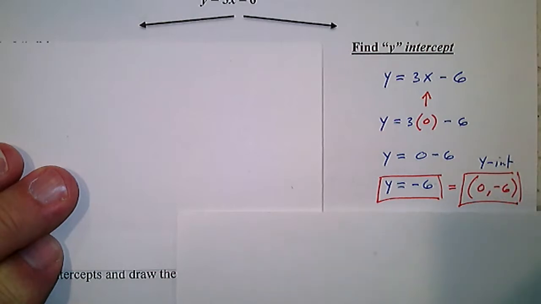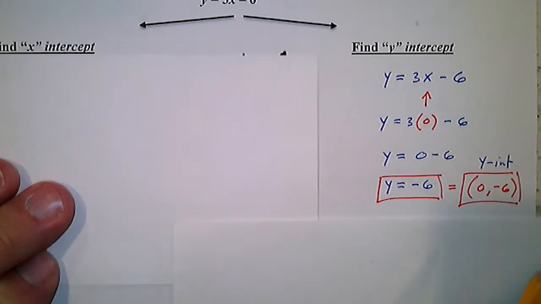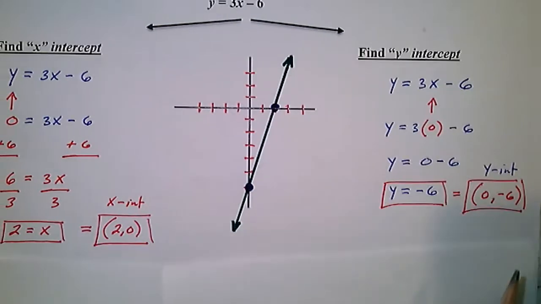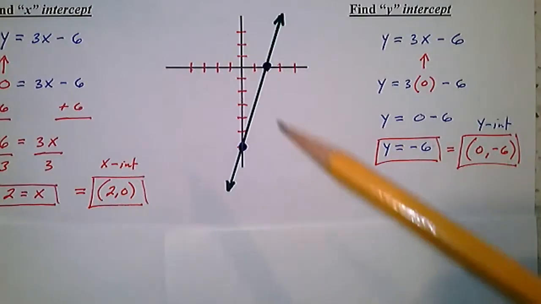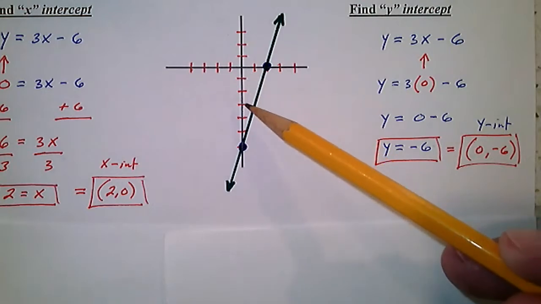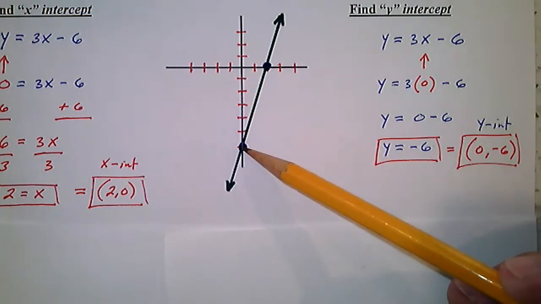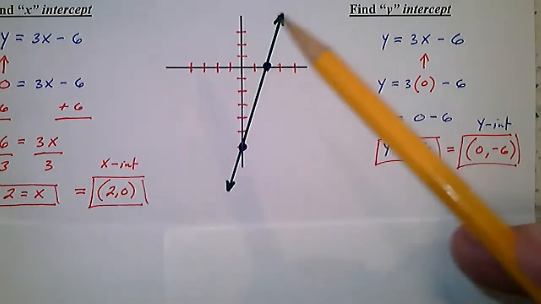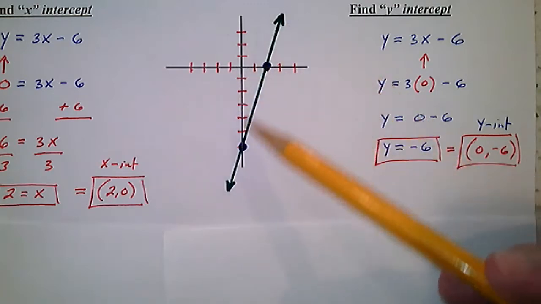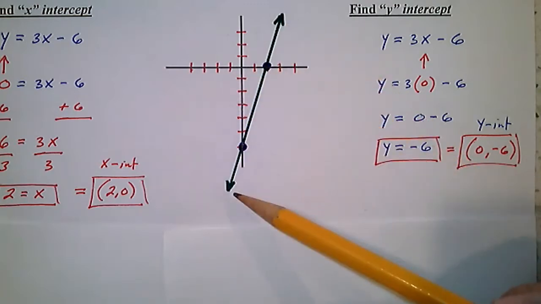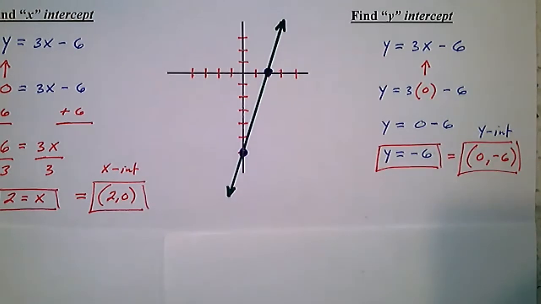So now I can do a quick graph. I have my y-intercept. So I'm going to go and put a point at 0 comma negative 6. And I also have my x-intercept. And I'm going to go put a point at 2 comma 0. So here's my 0, negative 6. So I'm going to go 1, 2, 3, 4, 5, 6. And then 2 comma 0 is 1, 2. This is my x-axis, right? So right there. So a point, and then go ahead and draw your straight line between them.